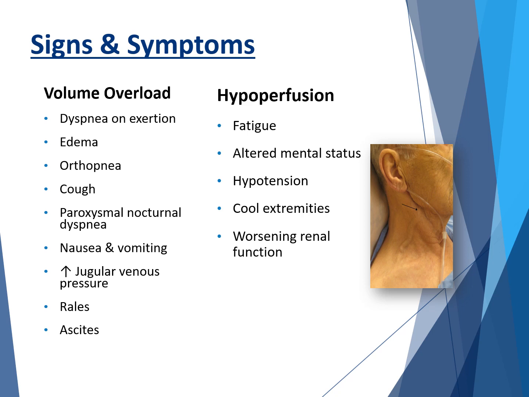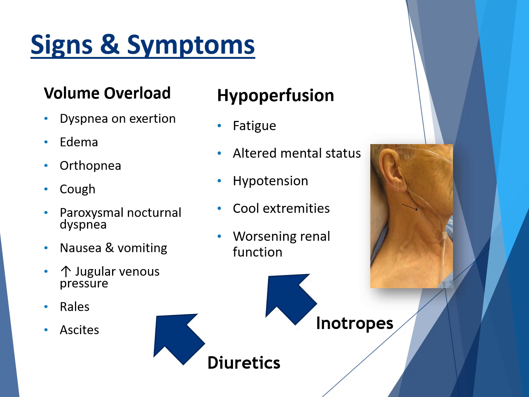Here are the signs and symptoms of heart failure. They're classified into two categories, and I won't read through all of these, but you should always be assessing your patient's volume status, and if they do have an increase in volume, either by noticing a cough or rales or potentially edema in their legs, then the treatment of choice is diuretics. And then if a patient has signs or symptoms of hypoperfusion, then the treatment of choice is inotropes, and they'll need to be admitted into the hospital for that.